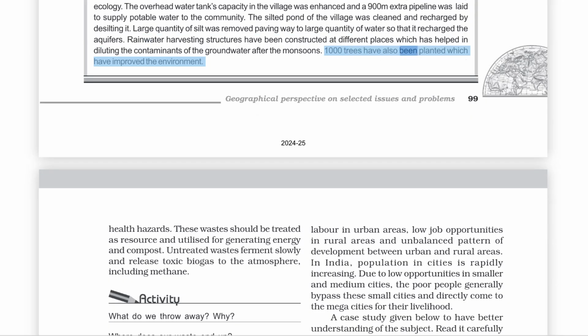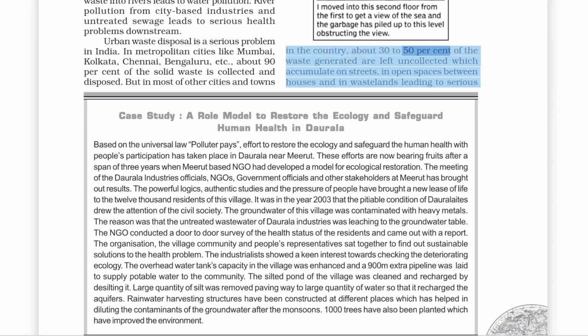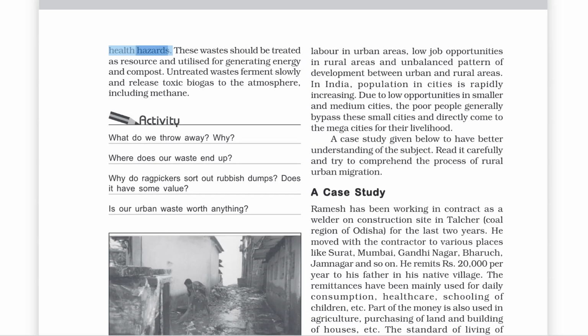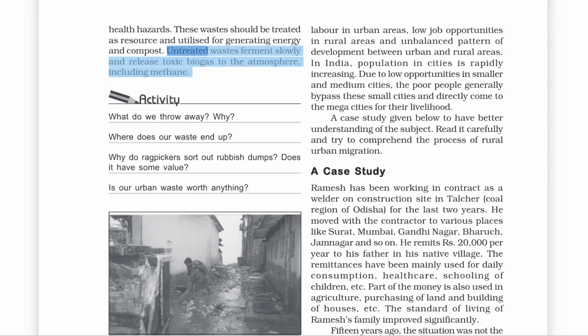1,000 trees have also been planted which have improved the environment. In the country, about 30 to 50% of the waste generated are left uncollected which accumulate on streets, in open spaces between houses and in wastelands leading to serious health hazards. These wastes should be treated as resource and utilized for generating energy and compost. Untreated wastes ferment slowly and release toxic biogas to the atmosphere, including methane.